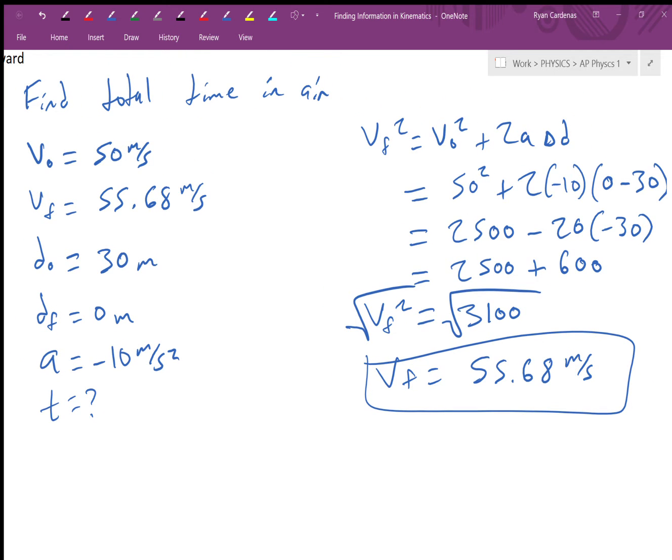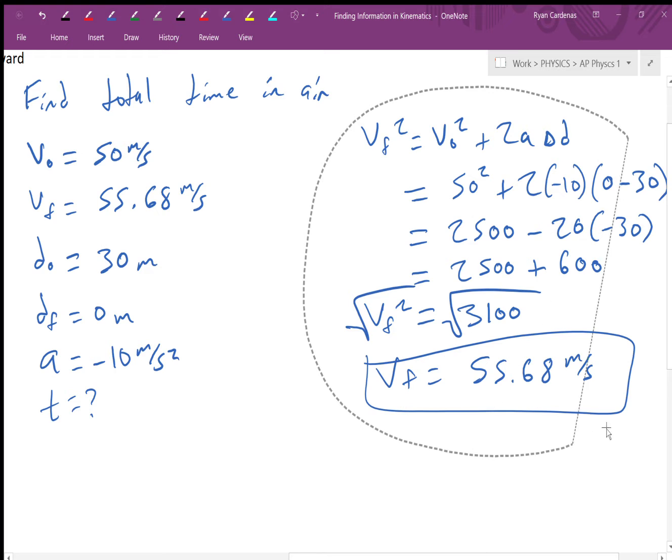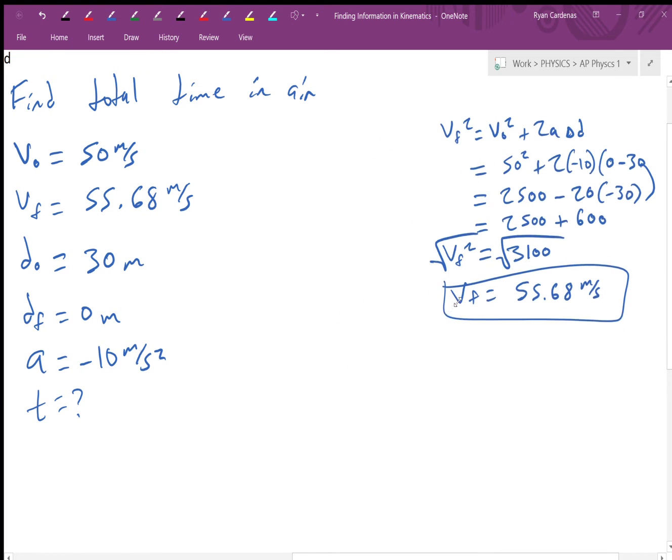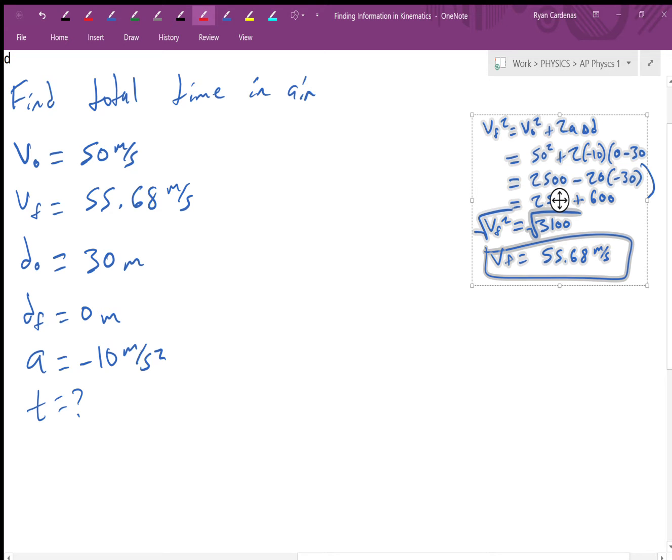Alright, now I've found my V final. Now I can figure out how much total time it took. So I'm going to take this whole work over here and kind of minimize that, get that out of the way. So much fun which you can do with a touchpad. And I'll do this next one in red. Alright, so now that I found my V final, now I'm going to use this to help me to find time. So here we go.